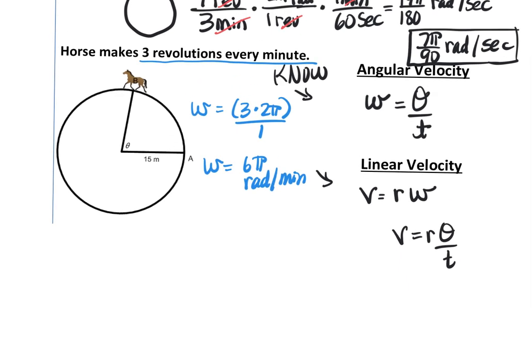Now, the only difference from that to go to the linear velocity is you're dealing with r. You see how that's the only thing that's different? I'm going to take that and multiply by r. So my linear velocity would be 15 meters times 6 pi, and that gives me 90 pi, and this would be meters per minute. So anytime it's linear, you're going to have a linear measurement up in here. So just be careful with that. It's very easy to get the units mixed up on those.